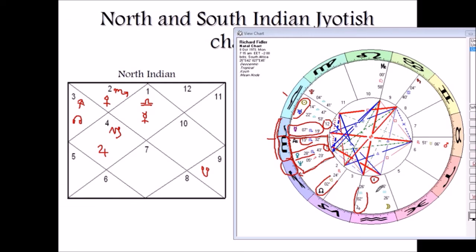Now you see here in the Western chart, the moon is at 26 degrees Aquarius, and also in the fourth house with Jupiter. Now, when we subtract 23 degrees from the moon at 26 degrees Aquarius, it stays in Aquarius. And because Aquarius is the fifth house of the Vedic chart, the moon ends up being in the fifth.